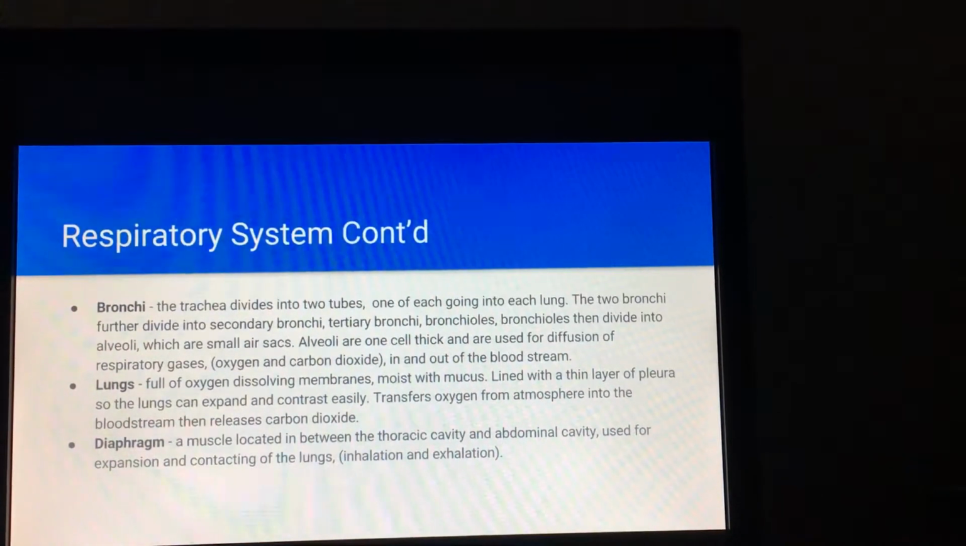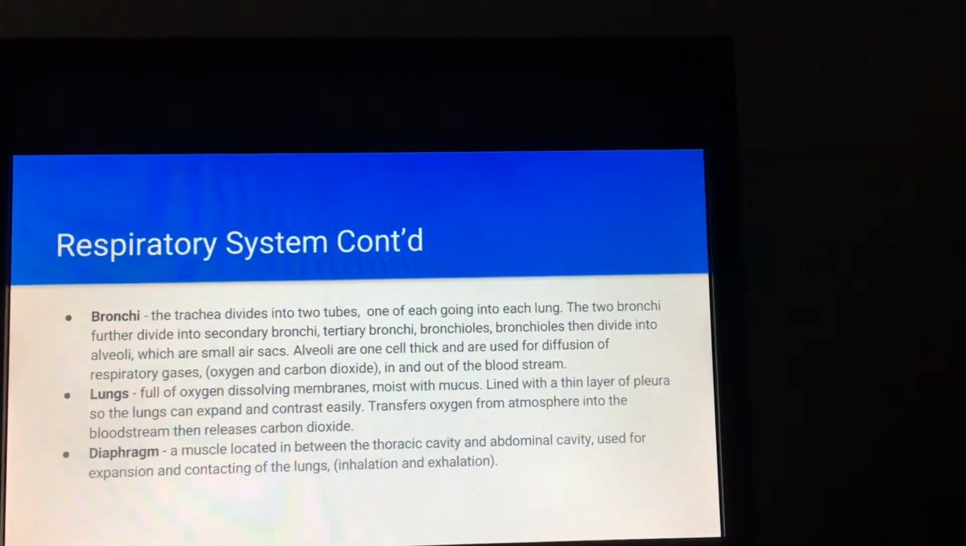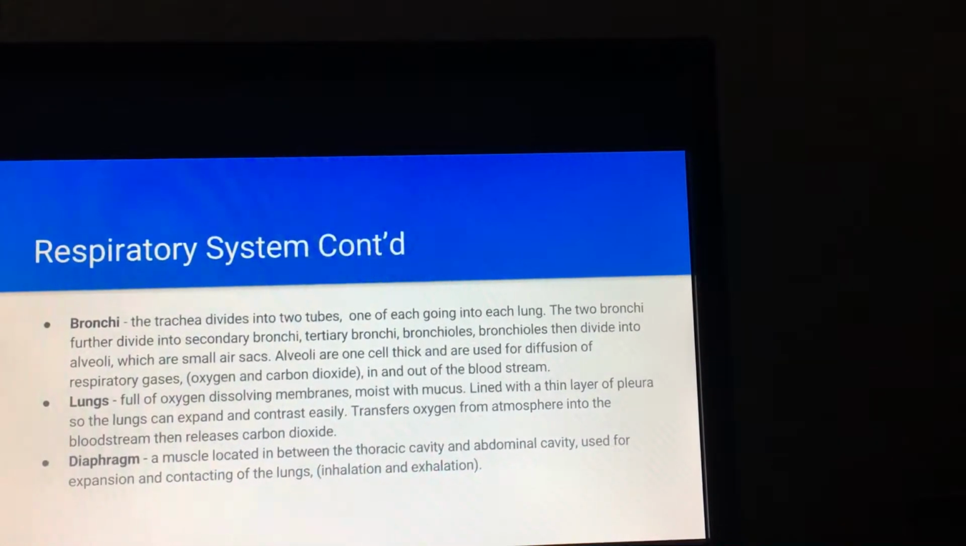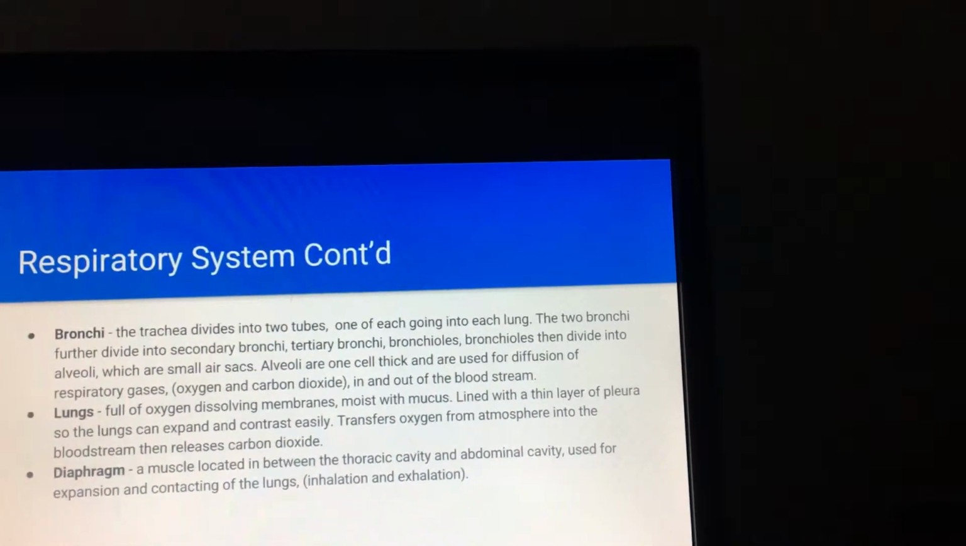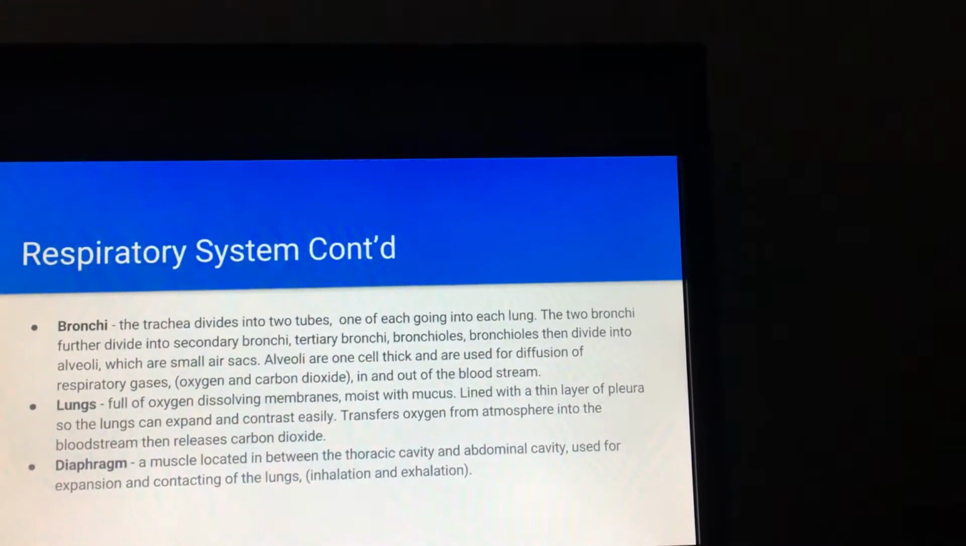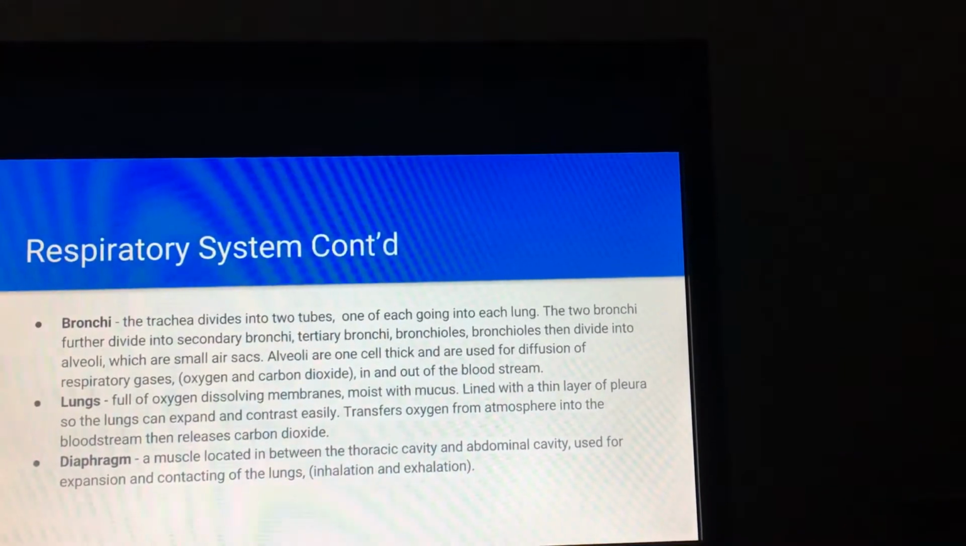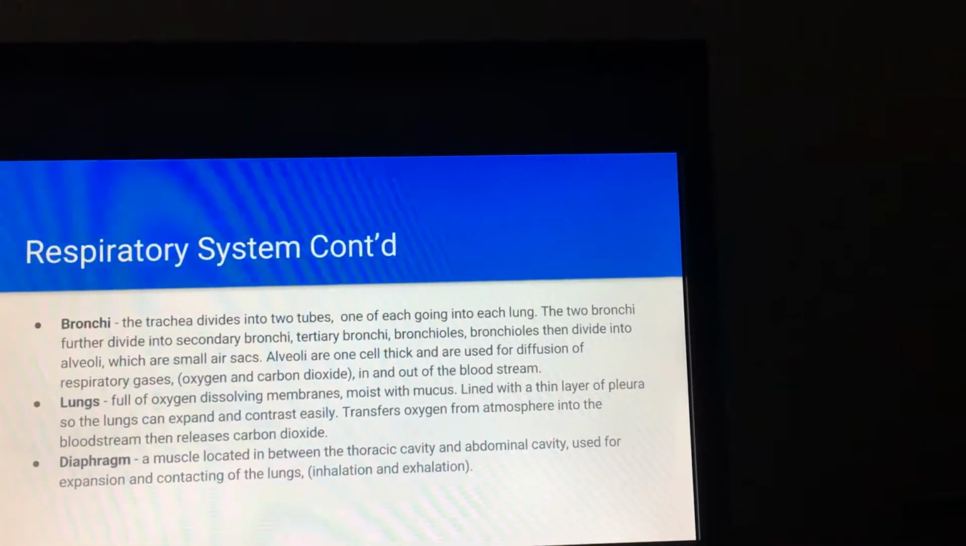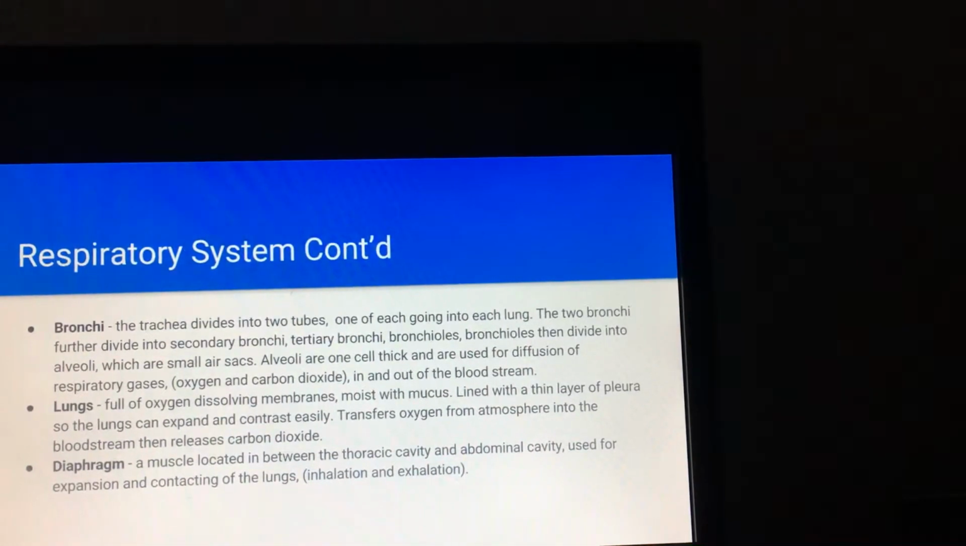The two bronchi further divide into secondary bronchi, then tertiary bronchi, then bronchioles. The bronchioles then divide into alveoli, which are small air sacs. Alveoli are 1 cell thick and are used for diffusion of respiratory gases in and out of the bloodstream.